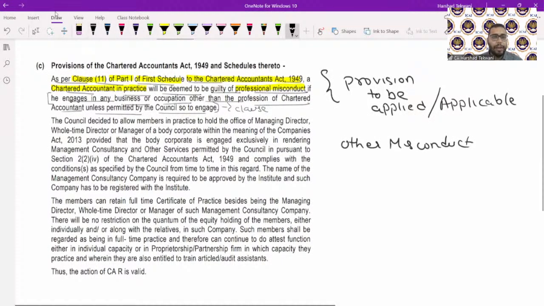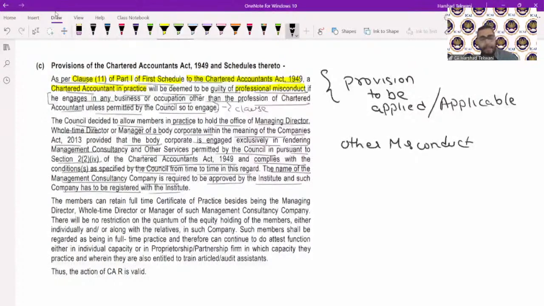Also, if you read further, the council decided to allow members in practice to hold office of MD, whole-time director, manager of a body corporate within the meaning of the Companies Act, provided that the body corporate is engaged exclusively in rendering management consultancy and other services permitted by the council pursuant to section 2(2) of the Chartered Accountants Act, and complies with the conditions as specified by the council from time to time. If the corporate is involved wholly in management consultancy service, then it is permitted under section 2(2)(iv) of the Chartered Accountants Act. The name of the management consultancy company is required to be approved by the institute, and the company has to be registered with the institute.